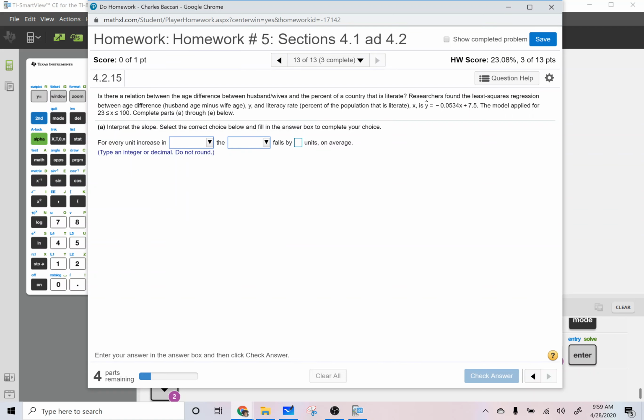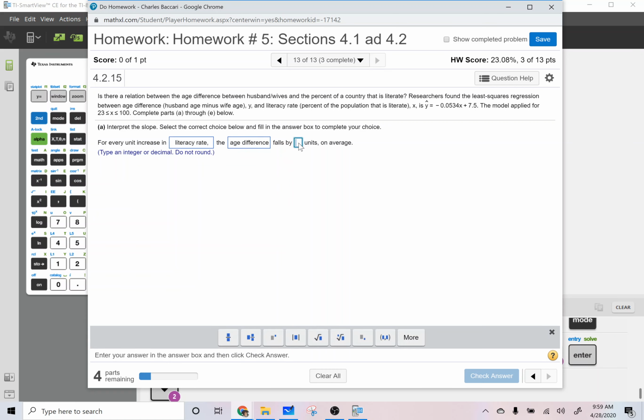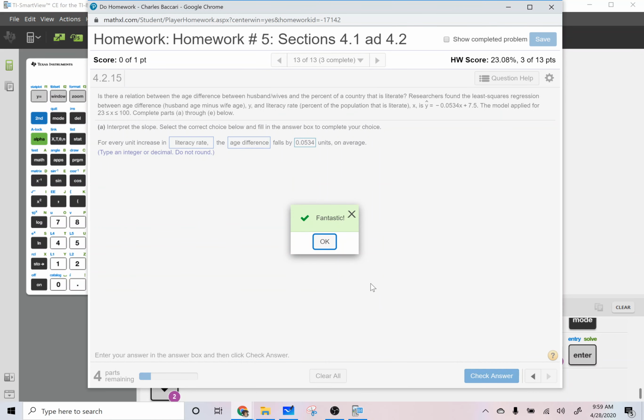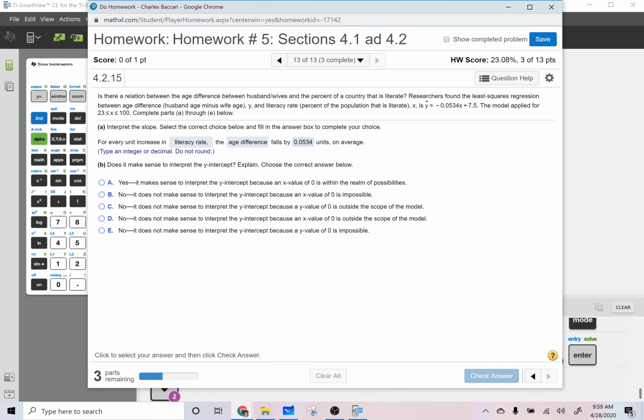And for this one, just make note of a couple things. So, let's see. The age difference is the Y and the literacy is the X. So for every literacy rate, the age difference falls by 0.0534. Okay, we got that one.